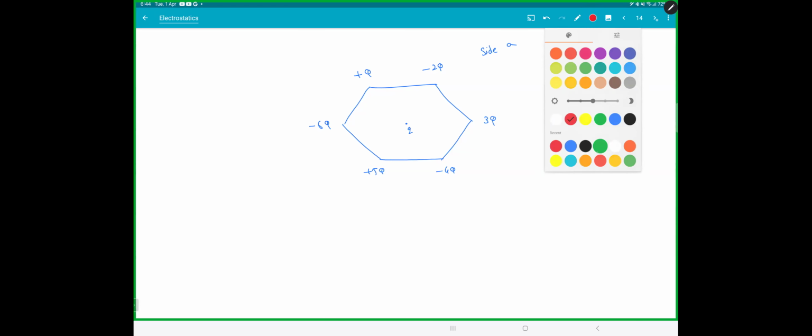What I can do, I can add 3q, I can add minus 3q, I can add 5q, I can add minus 5q, right? I can add plus q and minus q. So this 3q goes off, this q goes off, and this 5q and 5q go off. So you will get a new thing where this guy will become minus 9q, this guy will become minus 7q, and this guy will become minus 5q. You can clearly see that this guy will apply 7F force, this guy will apply 9F force, and this guy will apply 5F force.